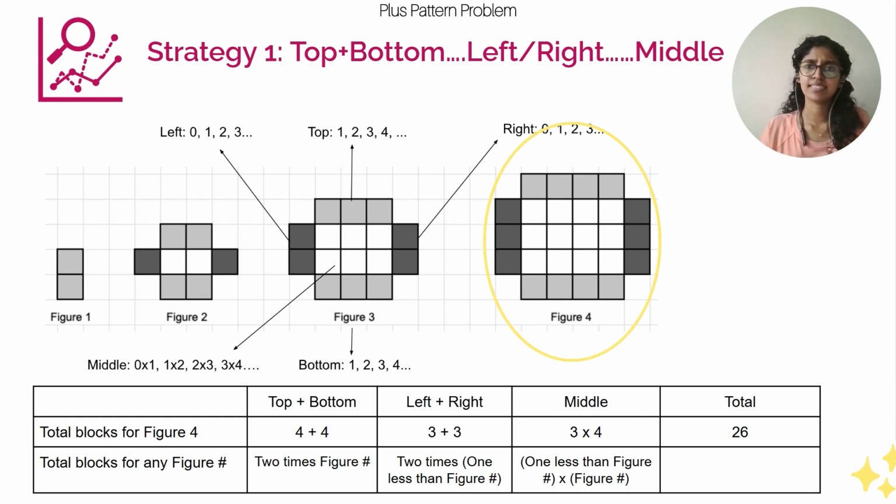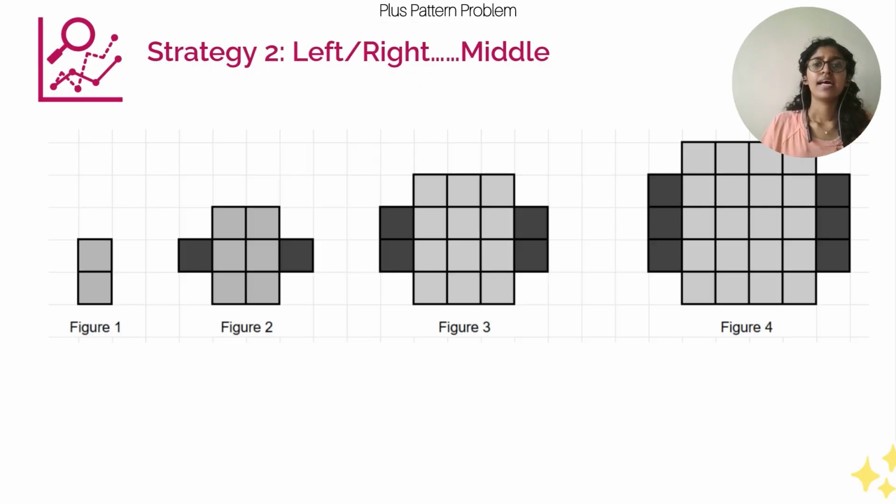Now let's move into another strategy our students might come up with. It's left, right, and middle. This is a little bit less sophisticated than what we saw before. Here, the students might divide the entire figure into two parts, left or right, and middle. So let's go with figure 4. If you look at the black blocks on either side, on the left side there are 3 blocks and on the right side also there are 3 blocks. That means it's one less than the figure number.